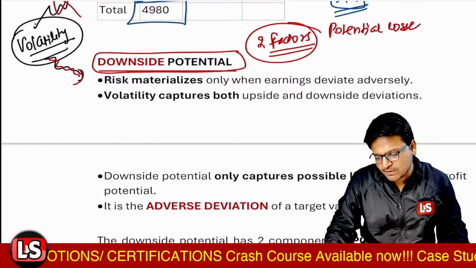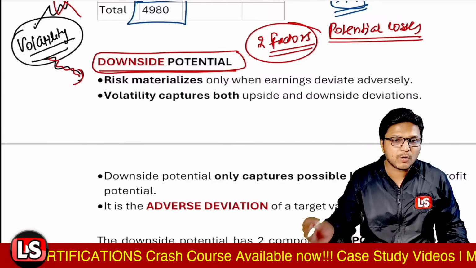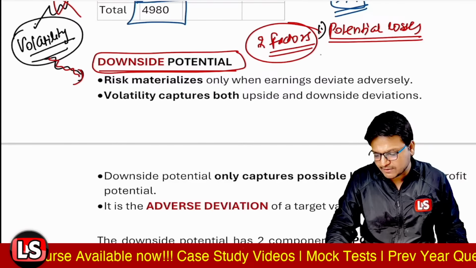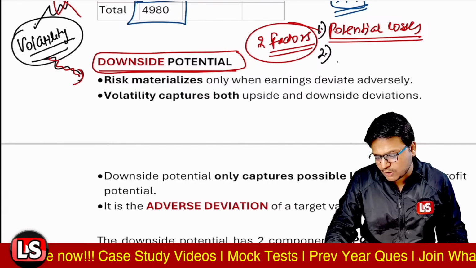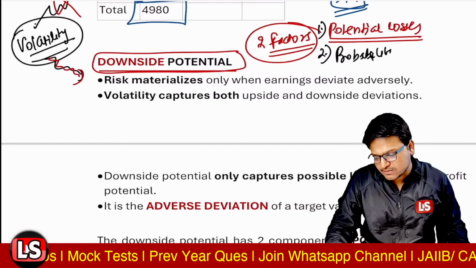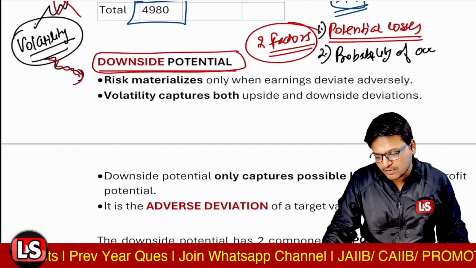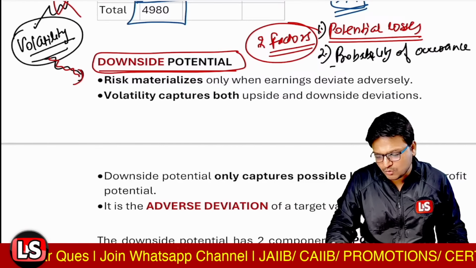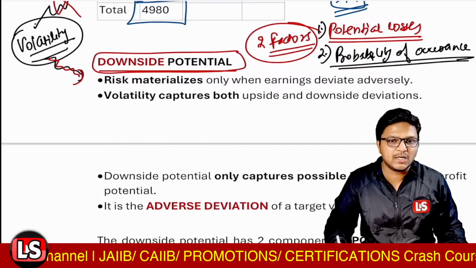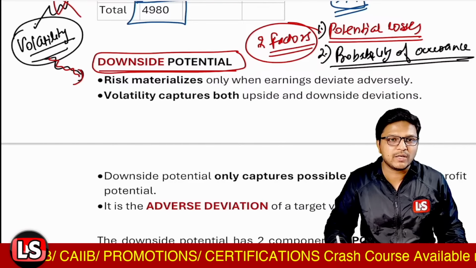Now it's easier to calculate the potential losses, but the probability of occurrence is difficult to calculate. That's the second factor. So the first factor is potential losses. The second factor is related to the probability of occurrence, estimating the probability of occurrence. That's quite difficult to calculate over here. Is that clear?